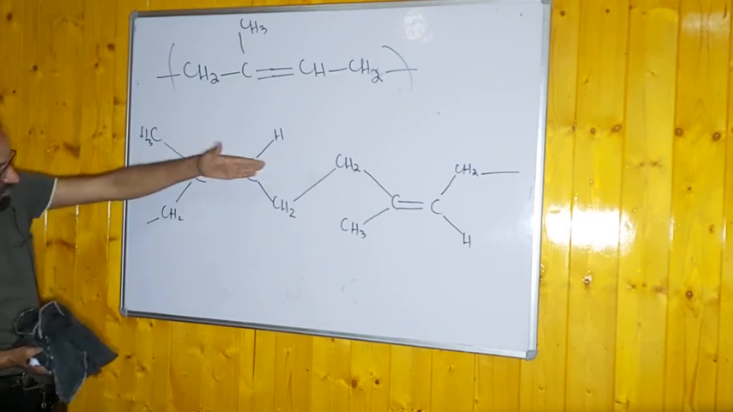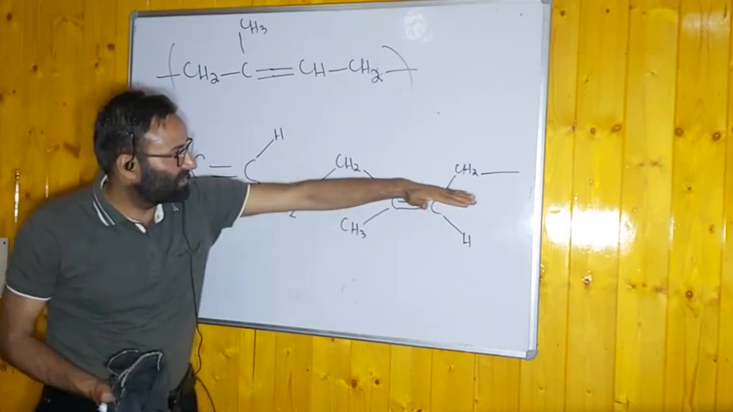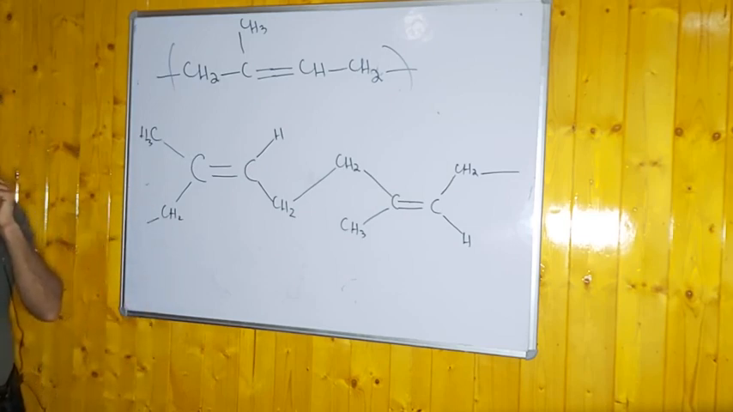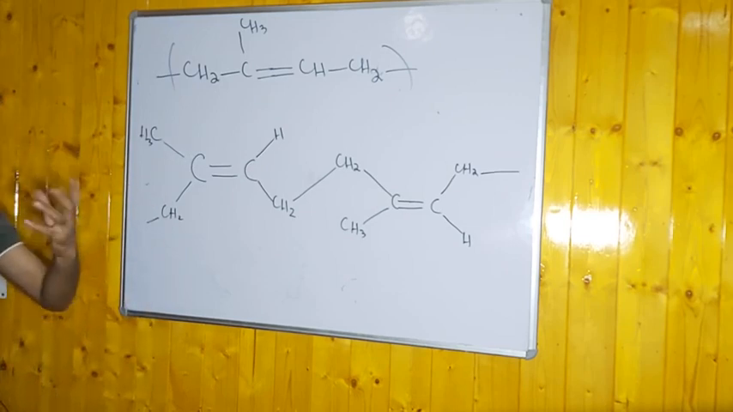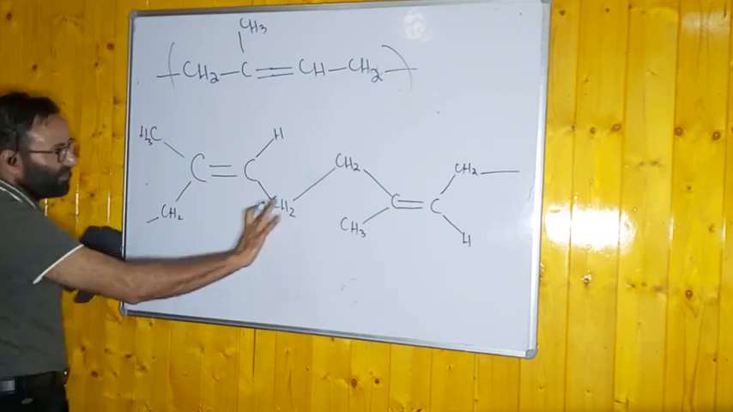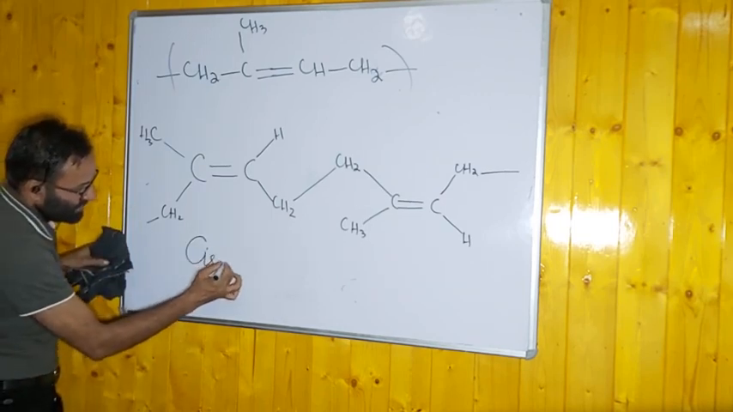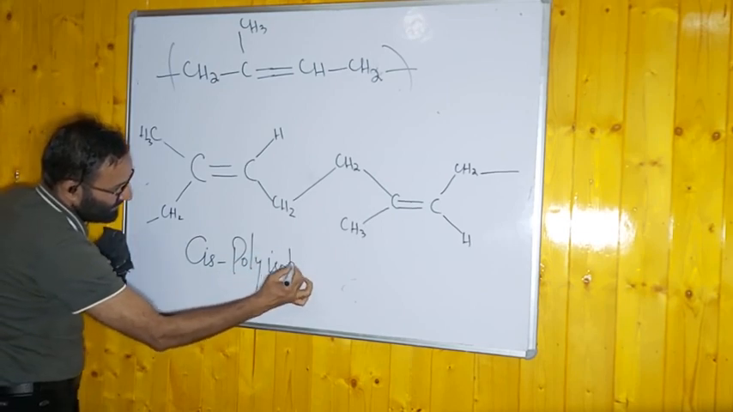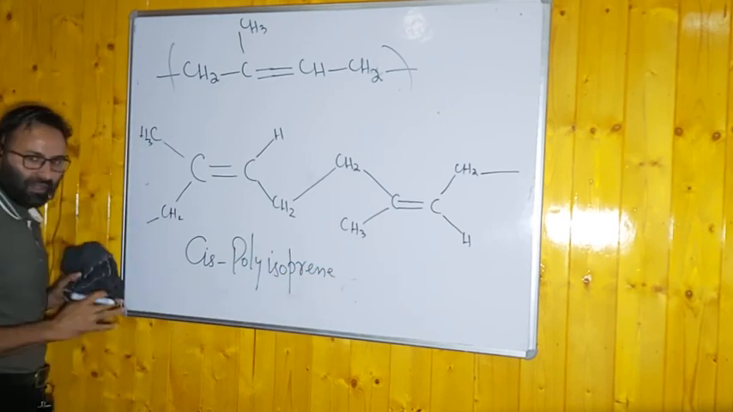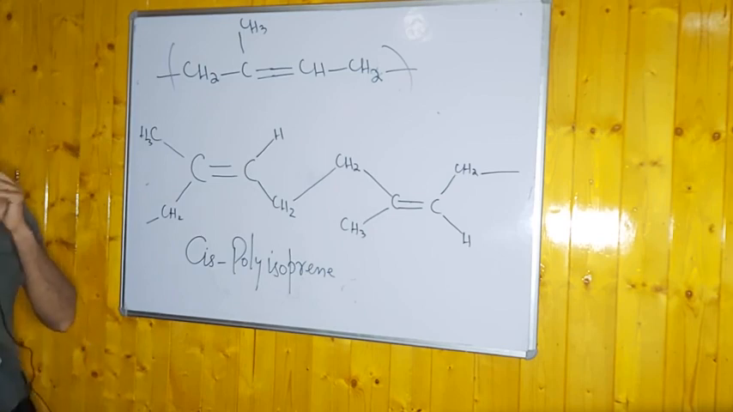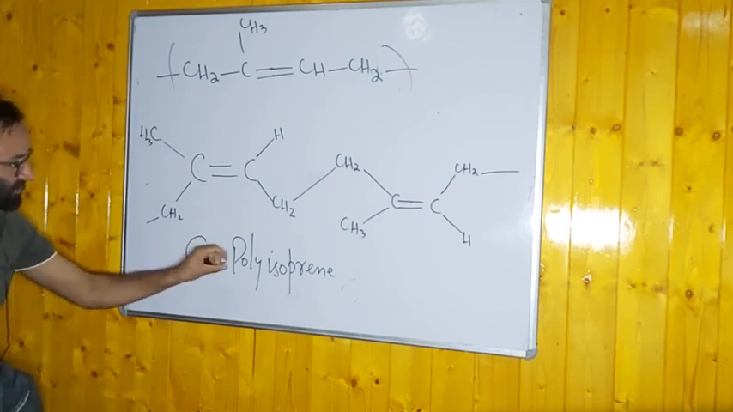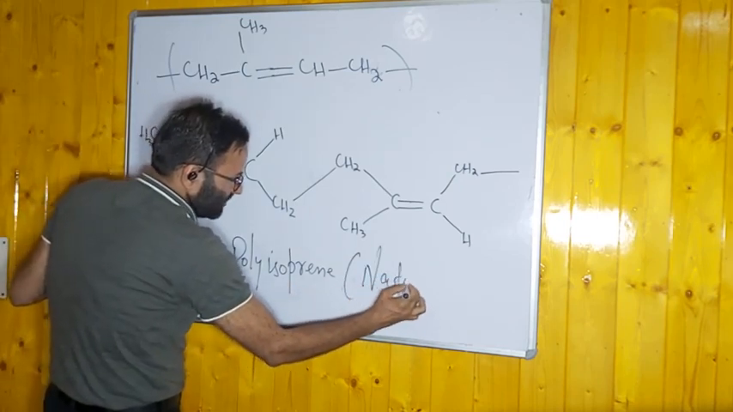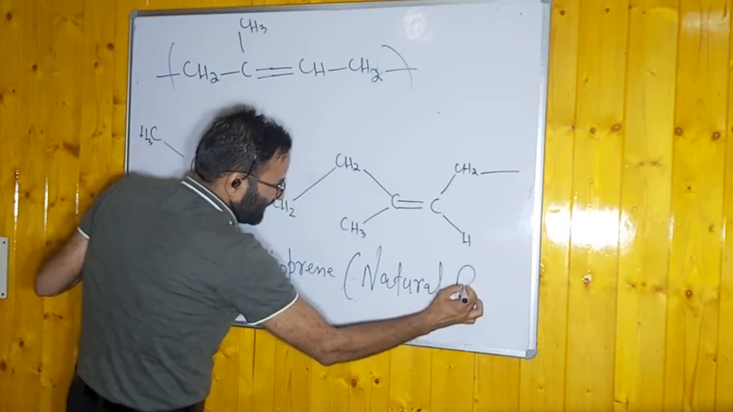When the similar groups lie on the same side, this orientation, this stereochemistry is known as cis stereochemistry or cis orientation. Then which form of rubber will it be? It will be cis polyisoprene. But what is the orientation? It is cis polyisoprene, and this cis polyisoprene is known as natural rubber.